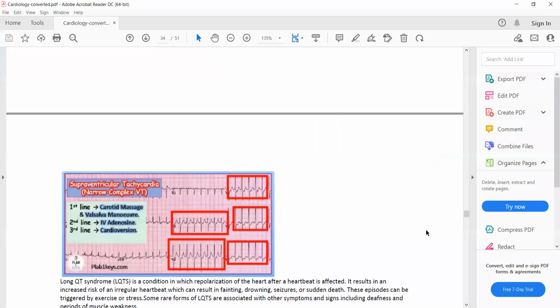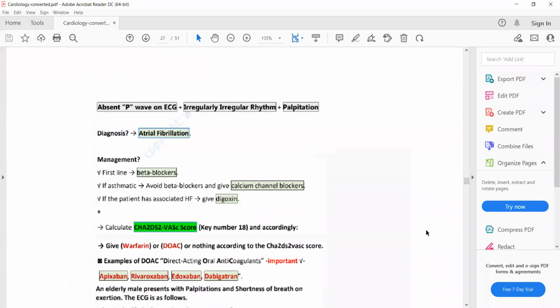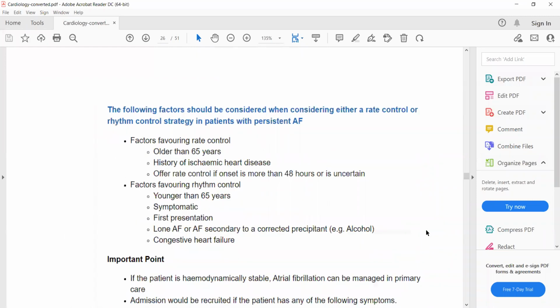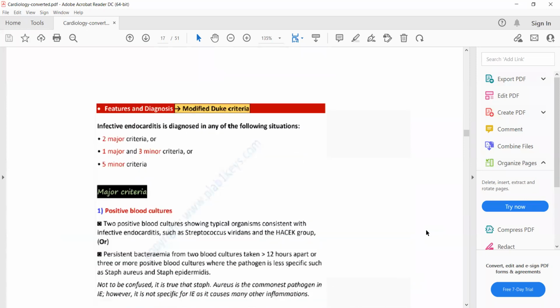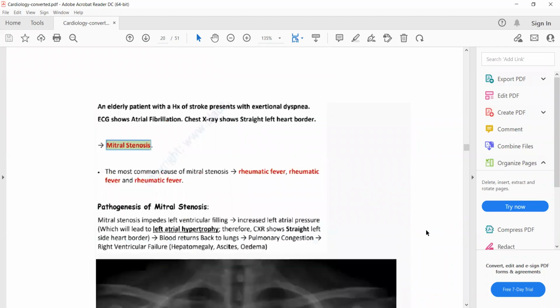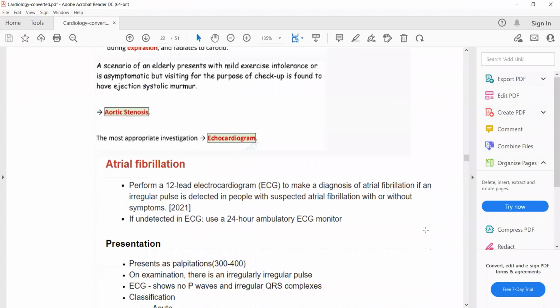Yes, sir. Yes, but can you repeat the last sentence? You said which one is regular, which one is irregular? Let me show you the diagram of atrial fibrillation, and then you will see what I'm talking about.